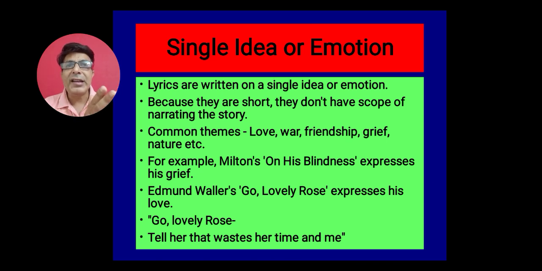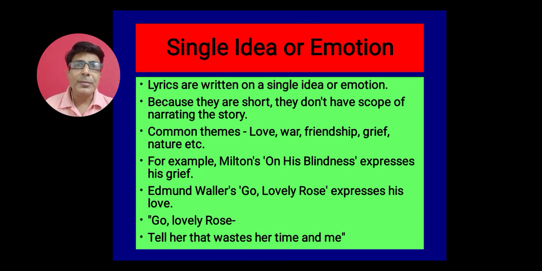If you compare the lyric poet with an epic poet, then this difference comes out: the epic is a long narrative poem. The epic poem is written in about 1000 lines and sometimes more than 1000 lines. So there is a scope of expressing so many themes or ideas together. But lyric is generally written in hardly 10, 15, 20, 30 lines.